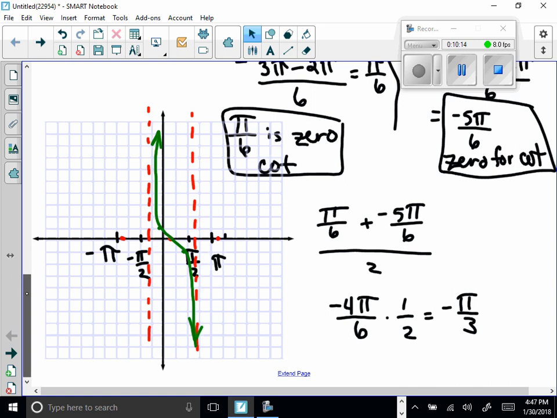Sometimes you have to use some tricks with those fractions though to figure out where our values are. But if we at least think about, okay, it's right in the middle, it's halfway between. If we divide by 2, we're going to have either an asymptote or 0, whatever we're looking for.